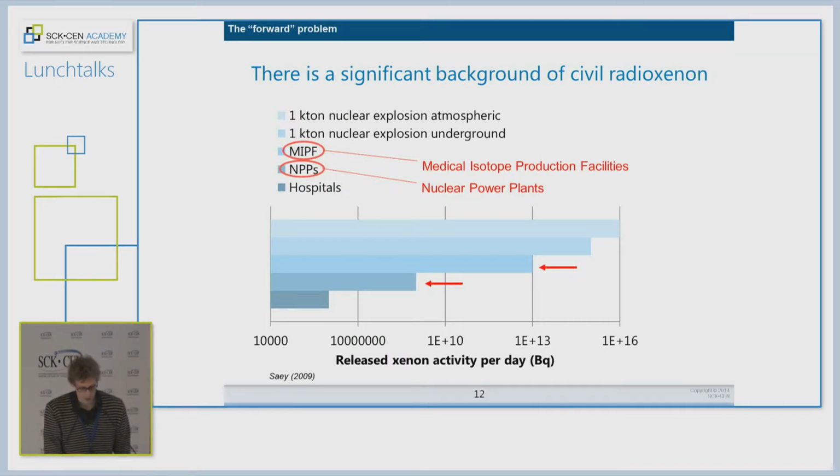You can see that their release is many orders of magnitude smaller, but if they are present very nearby a station, they can still dominate the measured concentrations at the station. So despite the difference in order of magnitude, they are still relevant and they can be measured by the IMS, the monitoring system.